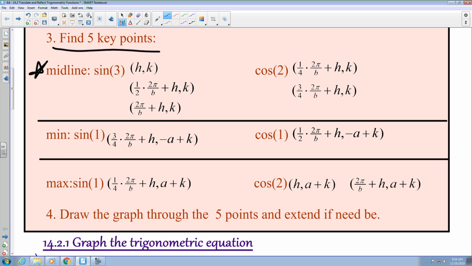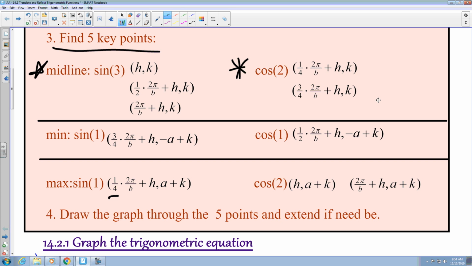For the minimum value of sine, you have one value, and that just so happens to be 3/4 times the period plus h, and then it's going to be comma negative a because it's the minimum value plus k. The max value is 1/4 times the period plus h, and then comma whatever the amplitude is, a plus k.